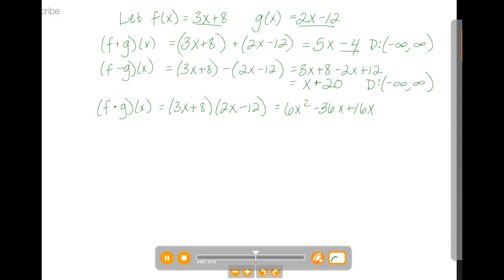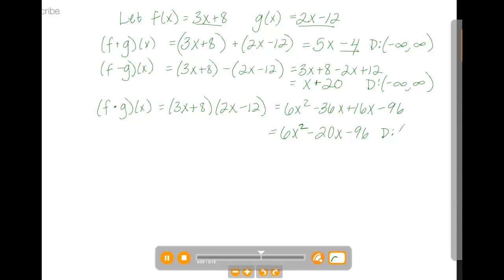8 times negative 12 is negative 96. We want to combine our like terms. We get 6x squared minus 20x minus 96. We took a line, multiplied it with another line, and we ended up with a quadratic. We have this x squared term here, so that should make sense, since x times x is giving us that x squared. But still, our domain is unrestricted.